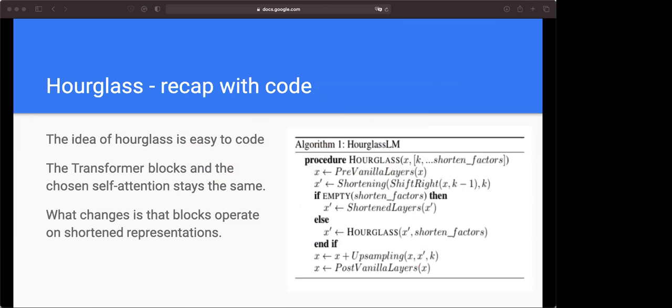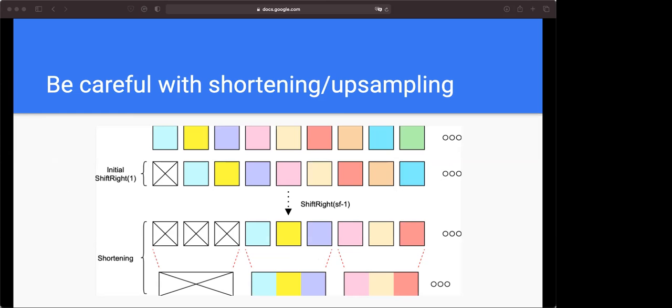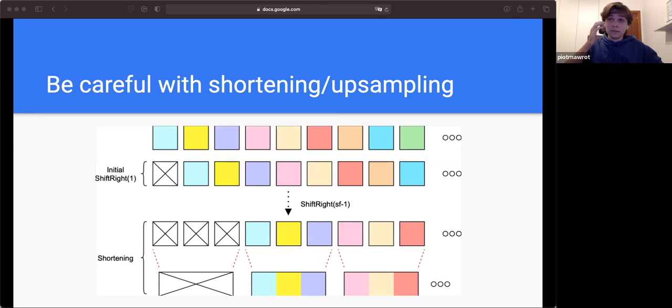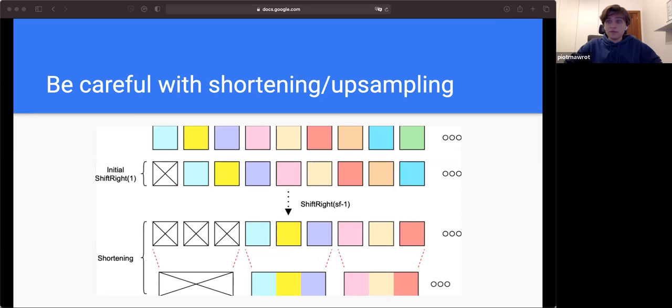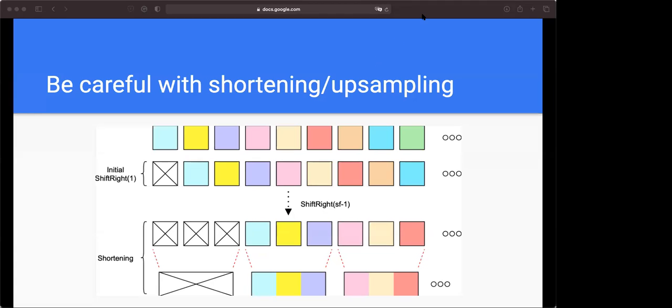Can I ask just a trivial question about that picture? Yeah, of course. Is the sequence going left to right or right to left? Left to right. So you're shifting the tokens to the future direction. Yeah. Okay.